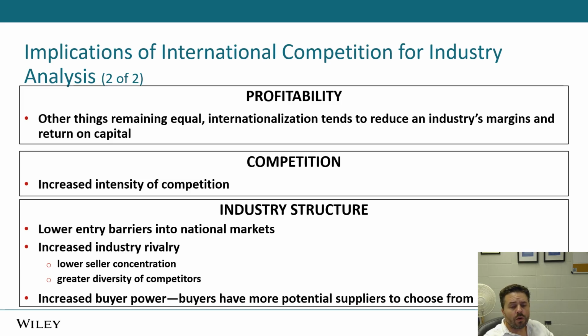If now there's more sellers, if we have international competition, and if we hold buyers constant in the same market, again, which we might not do, but if we do, that's going to give the buyers more bargaining power. Greater diversity of competitors, so it's more likely that we may lose a position that we're holding or have to compete for a position that we maybe had to ourselves previously. And the summary there is just increases buyer power.